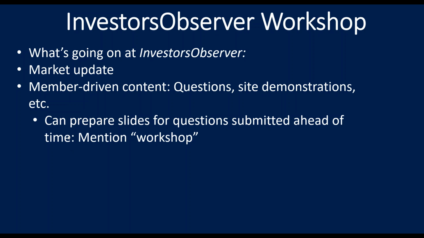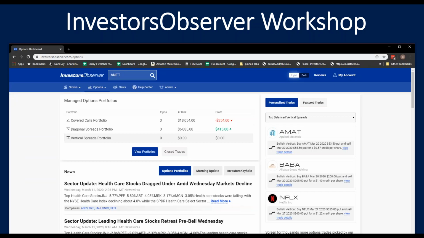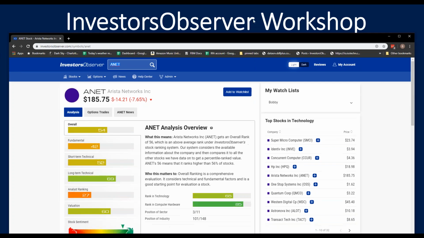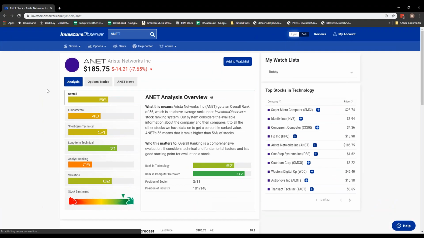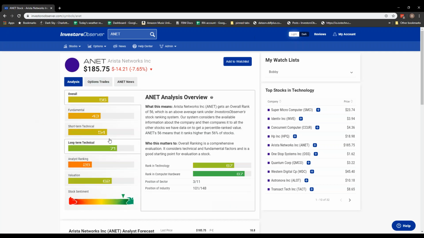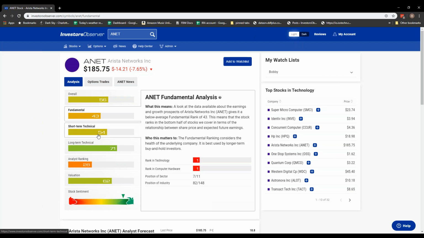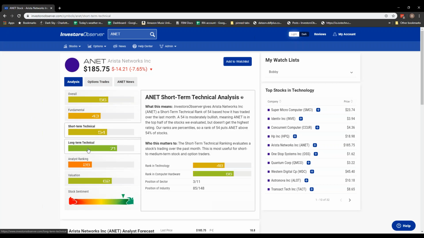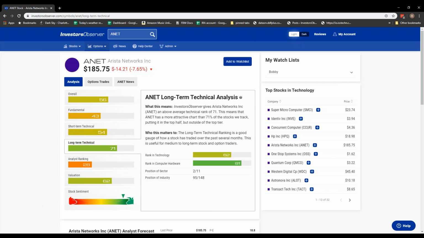I think the only real what's going on in InvestorsObserver we have this week is the launch of the new stock page, which looks like this now, instead of the circles that you saw before. So we did that, and we've got text descriptions of what the scores mean. That was another thing people were asking about.